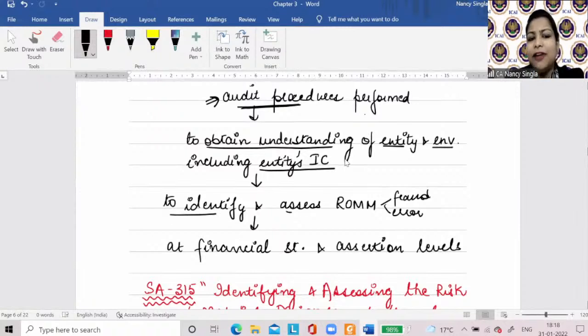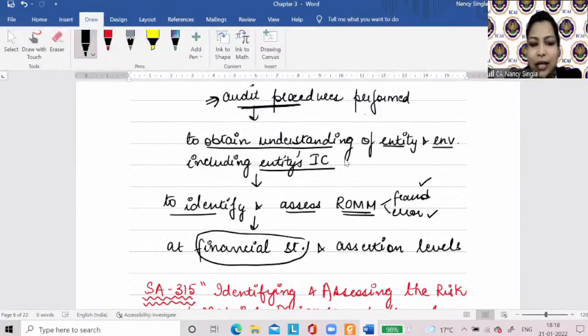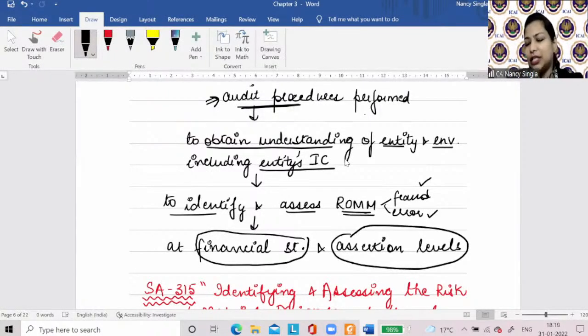To identify and assess the risk of material misstatement, and now we know that risk of material misstatement can be whether due to fraud or error, at the financial statement and the assertion level. Now, what is financial statement and assertion level?